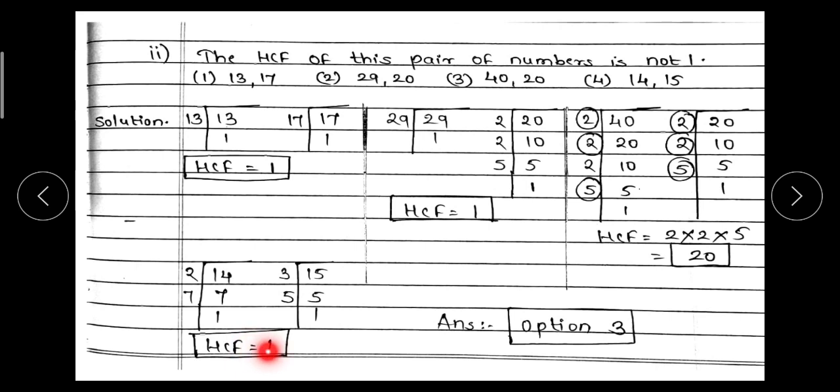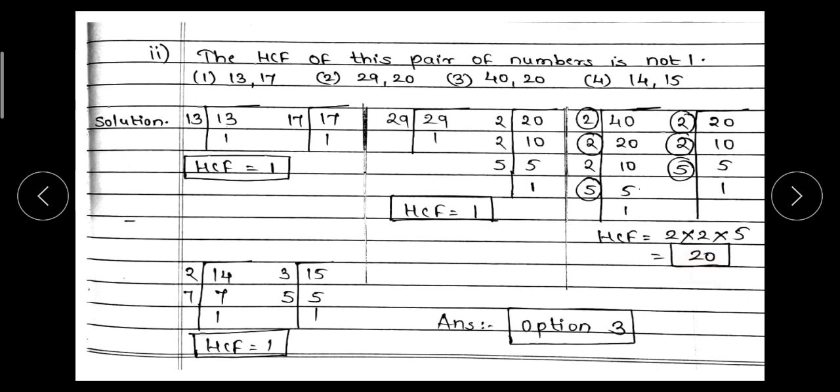So students, we have calculated the HCF of all the pairs, right? Let's read the question again. The HCF of this pair of numbers is not 1. So which pair does not have HCF 1? That is this pair. Here the HCF is 20.